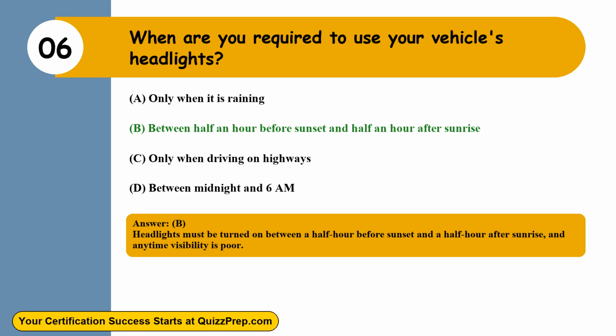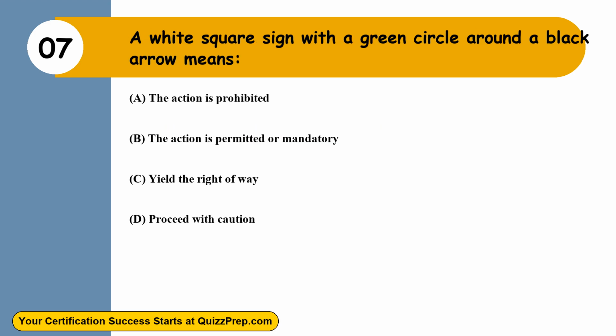is poor. Question 7. A white square sign with a green circle around a black arrow means: Option A. The action is prohibited. Option B. The action is permitted or mandatory. Option C. Yield the right of way. Option D. Proceed with caution.